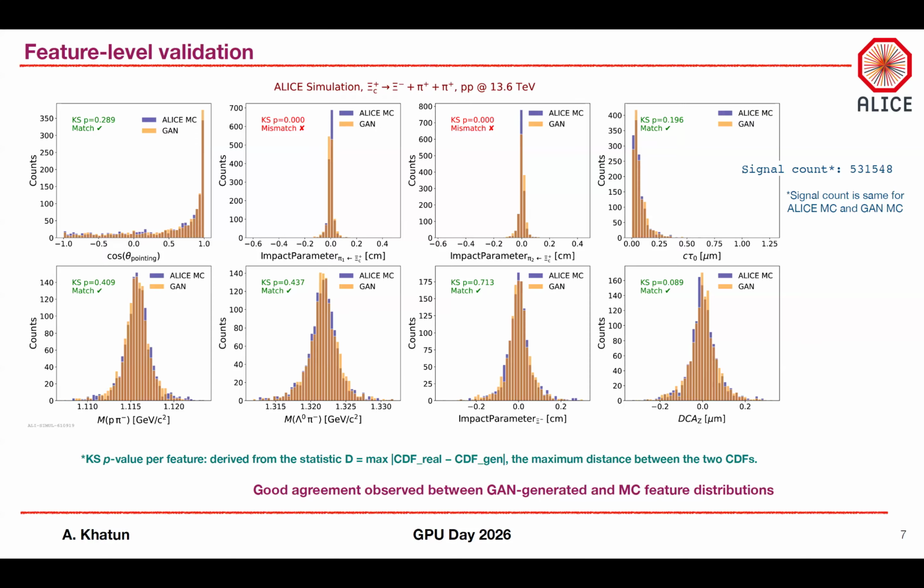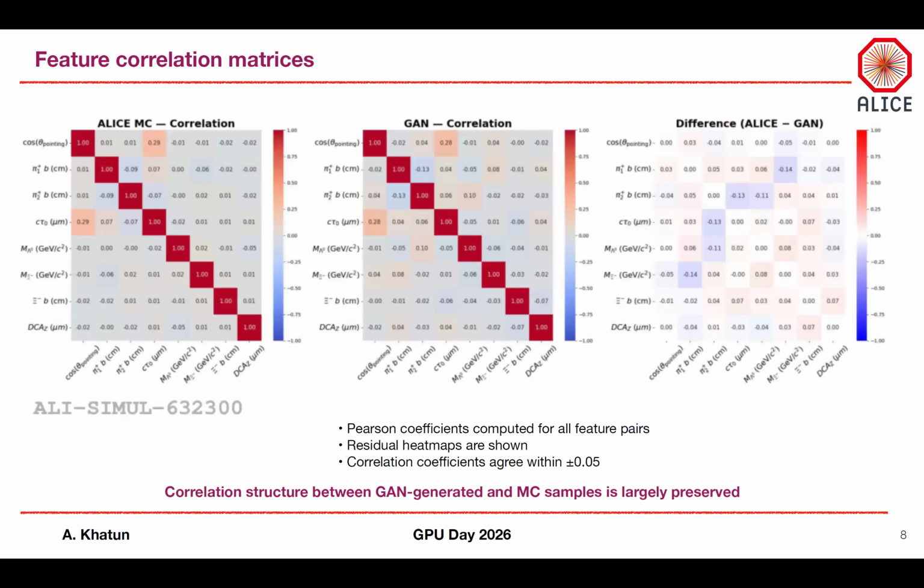But this direct KS distance test is also very sensitive, even for a very minor difference it can pick up. But overall, you can see good agreement between the GAN generated sample and the Monte Carlo sample.